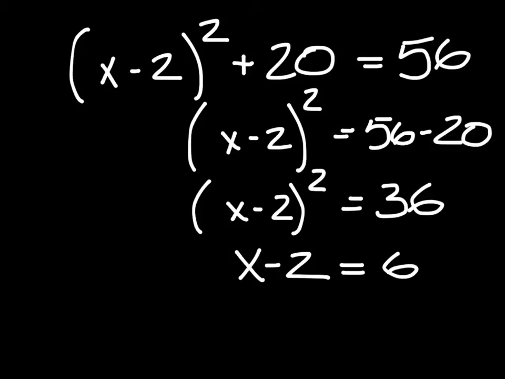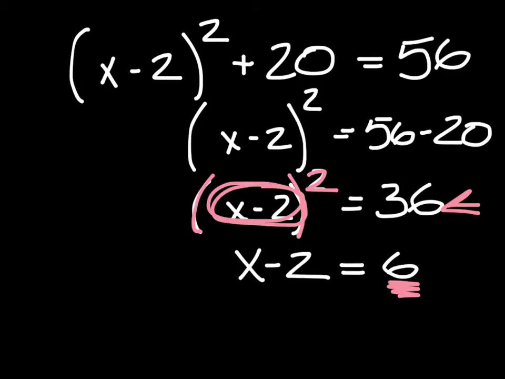Because remember, you're having to square something here. And we know it's got to be 6 to get a 36. So all of this inside the parentheses will be equal to the square root of 36, which is 6. And then when you get something as easy as this, you just think, what do I take 2 away from to get 6? And it would be 8.